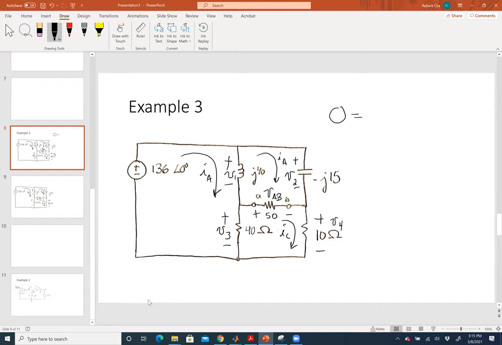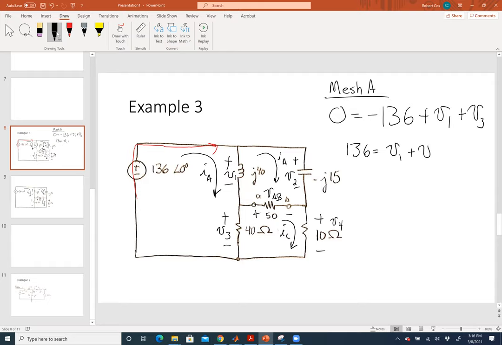Okay. All right. So let's start with mesh A, right? Zero equals what? If I'm going around the loop like this, minus 136. And it's angle zero, so I'm going to leave that out. Okay. I'll say mesh A. Then what happens next? Plus V1. Plus V3. All right, so 136 equals V1 plus V3. Now, doing my passive sign convention, how do I define V1? Again, I don't even look at the minus signs, plus signs in that equation. I just say, okay, what is V1 in terms of passive sign convention? What current goes into the plus terminal on V1? IA, yeah.